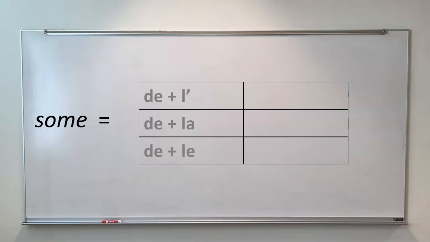And I would say, well, the idea of some is commonly conveyed by using the word de, the preposition de, and we combine that with the article. Okay, so de combined with the l apostrophe, so you have to choose, depending on which noun you're using, you have to think about which article that noun takes. So if it's a word that takes the l apostrophe, then the de will combine with the l apostrophe and give you de l apostrophe.